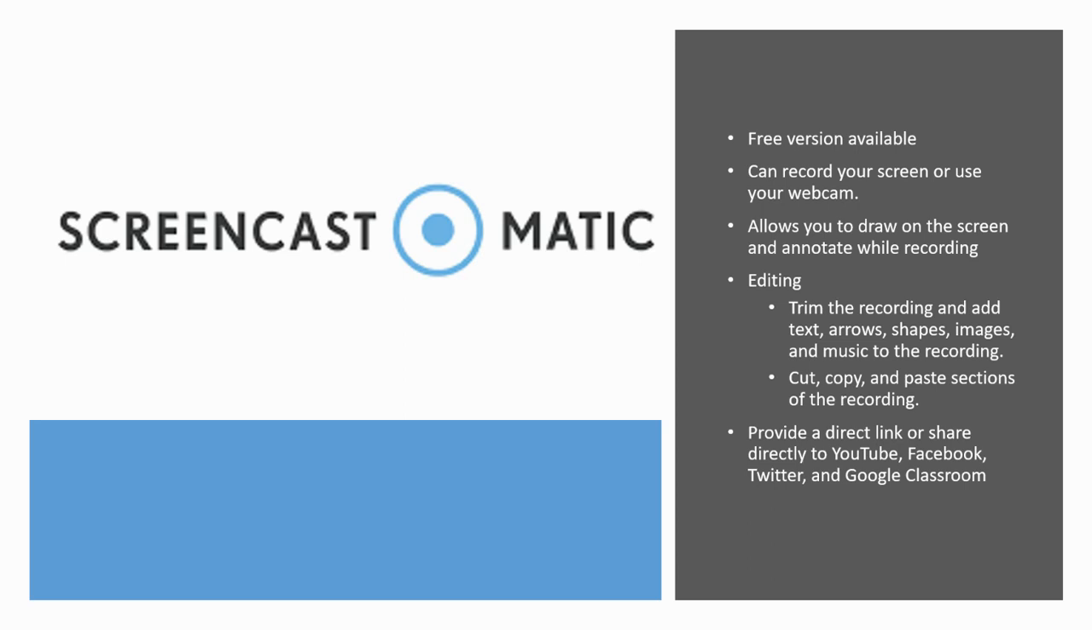With Screencast-O-Matic, your editing can include trimming the recording and adding text, arrows, shapes, images, and music to the recording. You can also provide a direct link or share directly to YouTube, Facebook, Twitter, and Google Classroom, along with your learning management system that you integrated with.